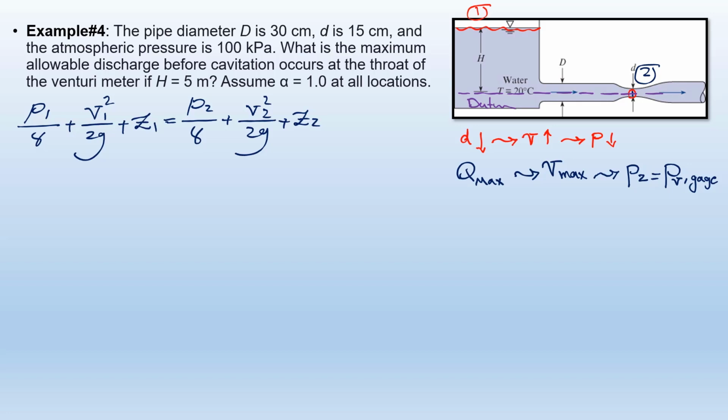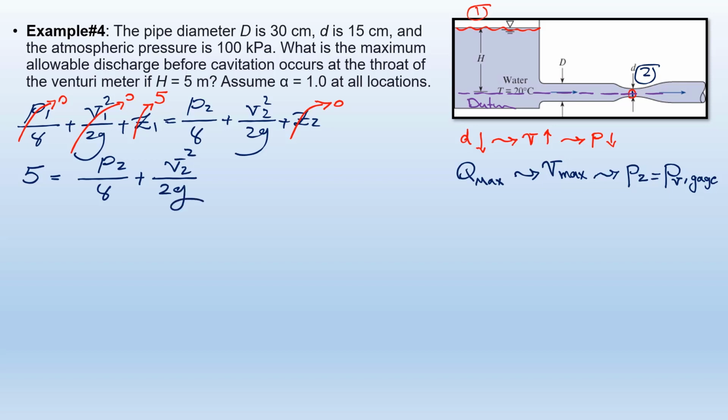Now let's see if we can simplify this equation further. First of all, Z2 would be 0 because it's right at the datum. Z1 is equal to 5. Pressure 1 is going to be 0, atmospheric, that's the surface of water, and velocity is 0 as well because it's a large reservoir. Now, I can reorganize this equation and write it: 5 is equal to P2 divided by gamma plus velocity at 2 to the power 2 divided by 2g.